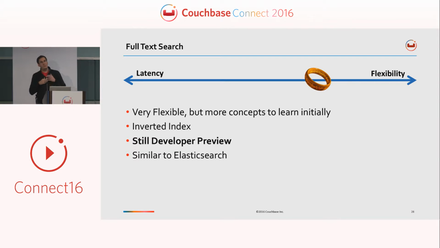So you need to learn basically what is a tokenizer, what kind of stemming do I use, do I need to pick a language, should I only index specific fields of my document? But if you do that, then you get a very powerful full text indexing engine. I want to point out that, of course, this is still a developer preview. For the next major release after 4.6, this is planned to go GA.